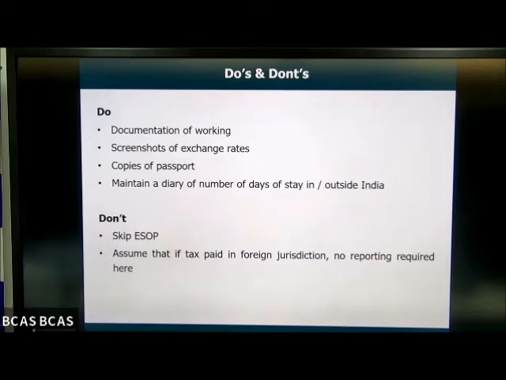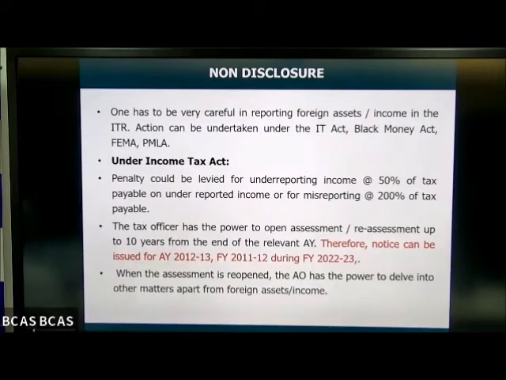Do not skip reporting the ESOPs that you may have in respect of any company outside India. And do not assume that if tax is paid in a foreign jurisdiction, then reporting is not required here. This is one of the most commonly seen misconceptions or misinformation that many people have about foreign income, that if I have paid tax outside India, I don't need to report the income in India and I don't need to pay tax on that income in India. So these were a few important do's and don'ts.